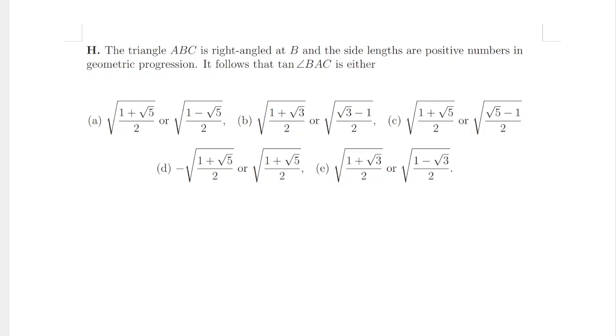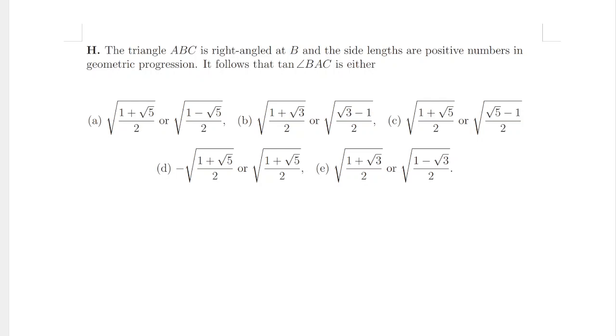Okay, question H. Triangle ABC's right angled at B and the side lengths are positive numbers in geometric progression. It follows that tan angle BAC is either, there's some double square roots going on. Immediately I see a very silly answer, which is D, because they say they're positive numbers in geometric progression. So how on earth would the tangent be negative, in a triangle where the side lengths are all positive? So D is already silly.